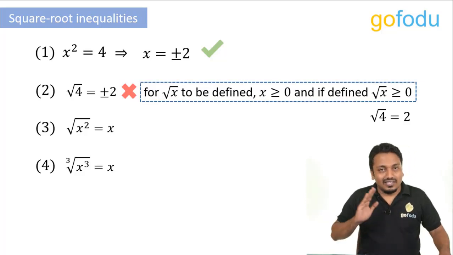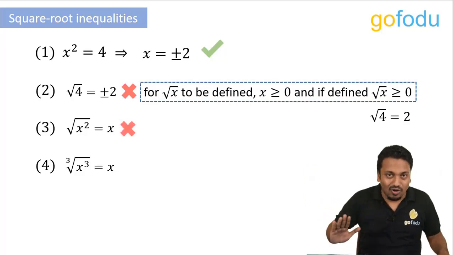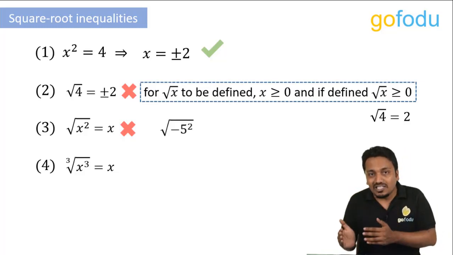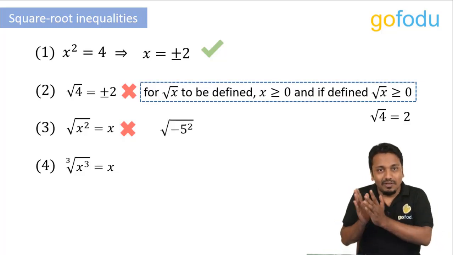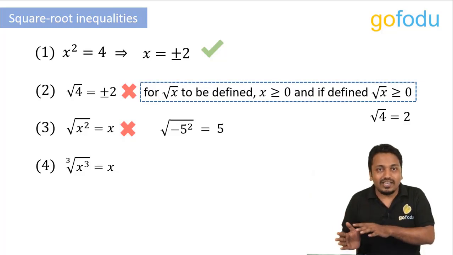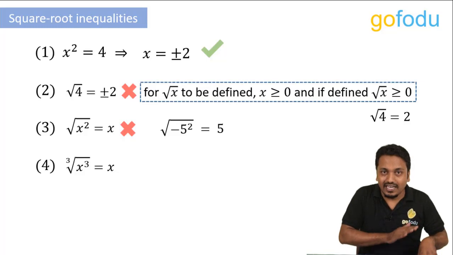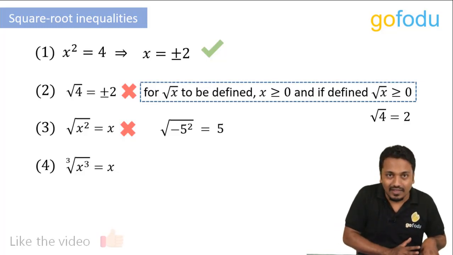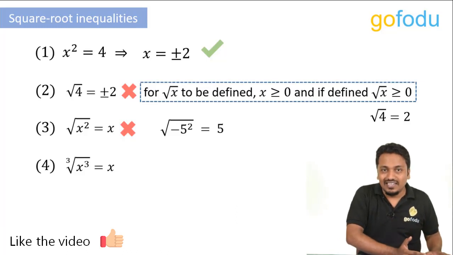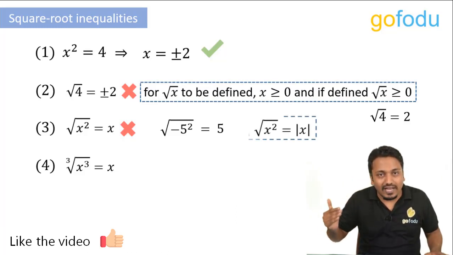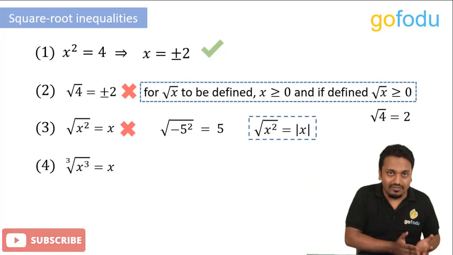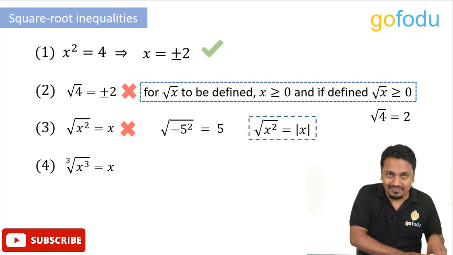The third point is also wrong. It is half correct. A square root of minus 5 whole square will be 5 and not minus 5. A square root can never be negative. It can never give a negative answer. We just discussed this. The correct way to write this is square root of x square will be equal to mod of x. It will be equal to modulus of x.